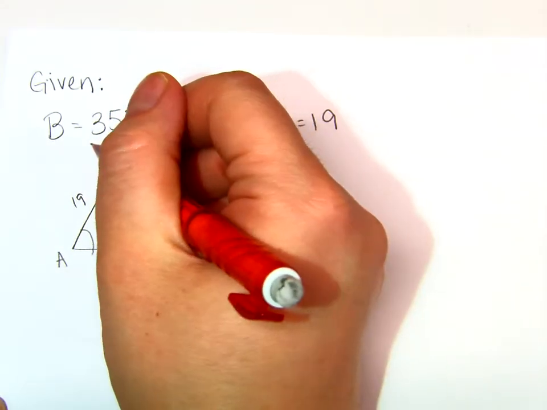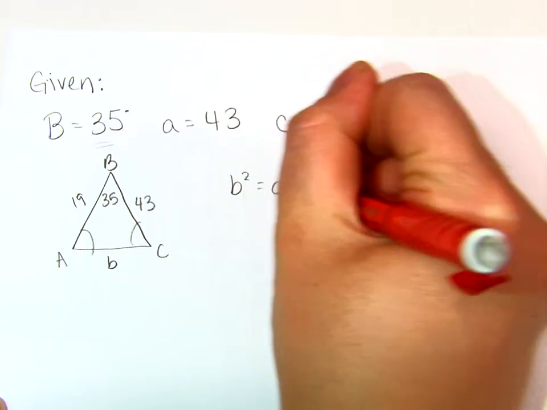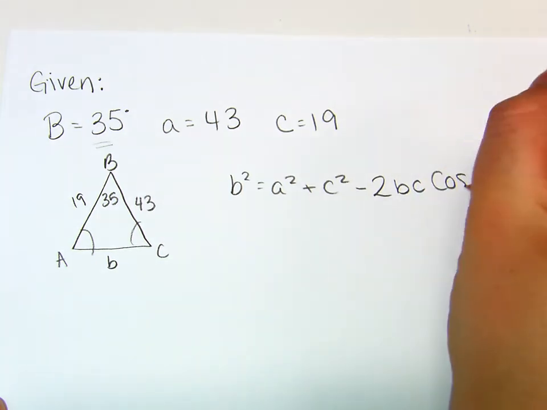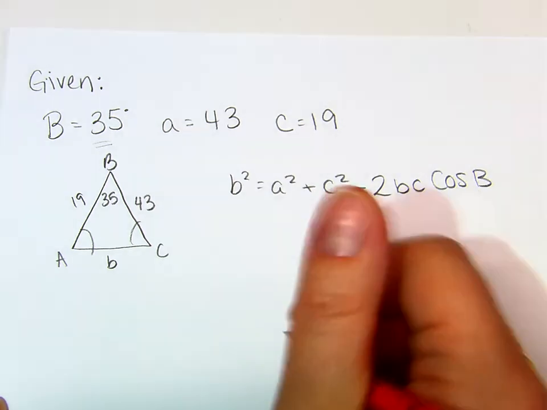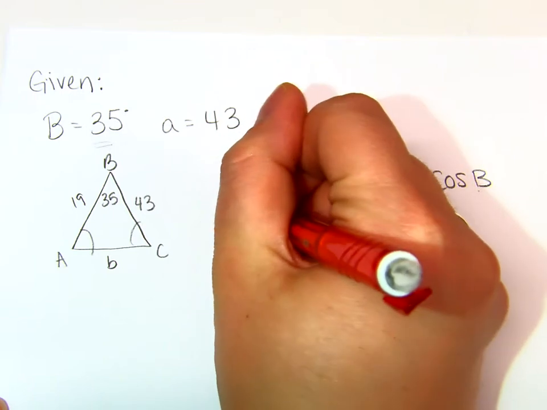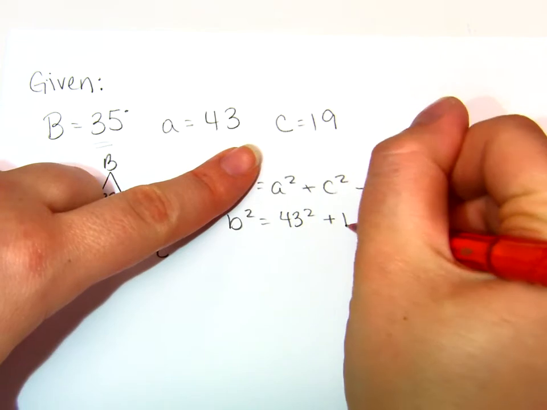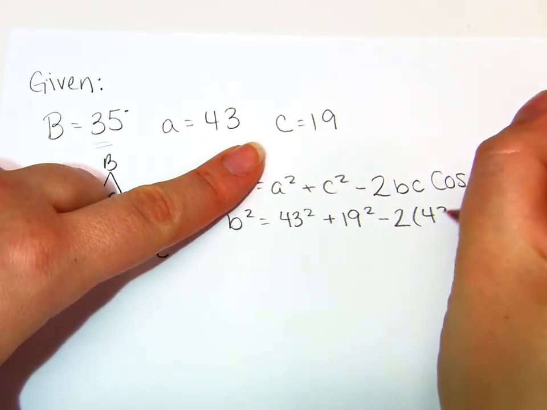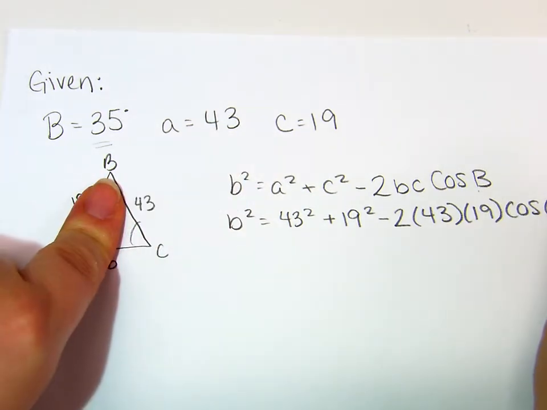So this time I know angle B, so I need to use the equation b squared equals a squared plus c squared minus 2ac cosine of B, because I know B, so that's the equation I need to use. So if I plug in what I know, b squared equals 43 squared plus 19 squared minus 2 times 43 times 19 times the cosine of 35.